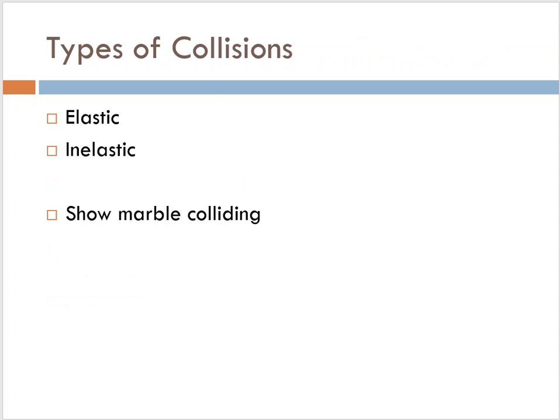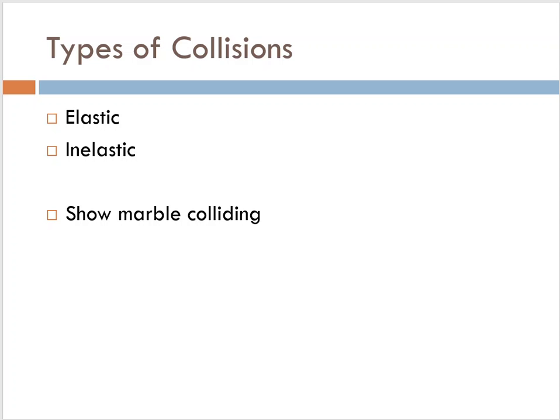Okay, let's start off with types of collisions. We have elastic collisions and inelastic collisions. In class, I'm going to show you marbles colliding, but an elastic collision is when things are going to bounce off each other. So I want you to imagine two marbles rolling into each other, or two cue balls, pool balls rolling into each other. A basketball bouncing against the ground is an elastic collision.